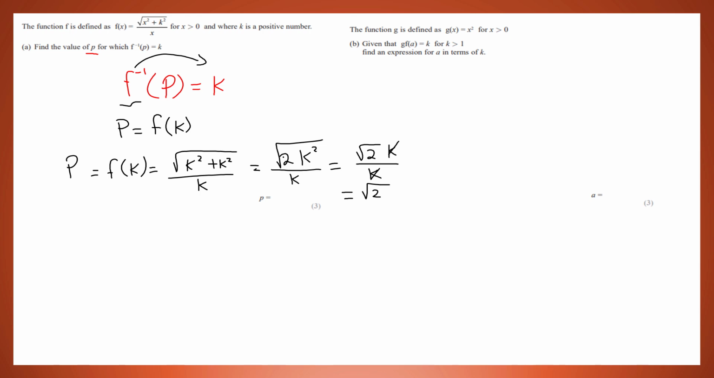Then you add these together, it will be 2k squared all over k below the root. The square root of 2 will be root 2. The square root of k squared is k, and there is k as well. Cancel or cross out the k's together, so the final answer is root 2.